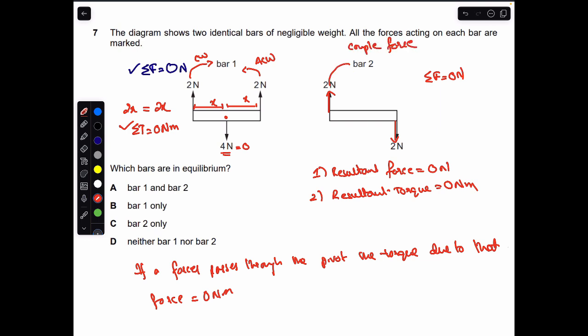This 2 newtons is also going to produce a clockwise torque. The 2 newtons acting downwards is also going to produce a clockwise torque. Hence, you have torques only in the clockwise direction. So the sum of the moments cannot equal 0 newton meters. Hence, only bar 1 is in equilibrium and the answer is B.